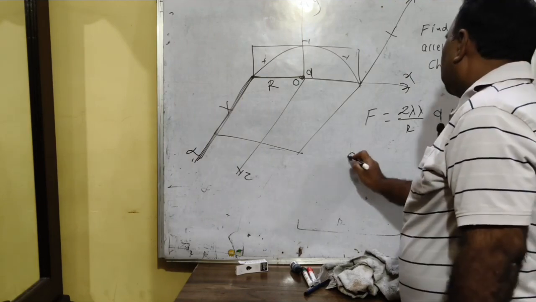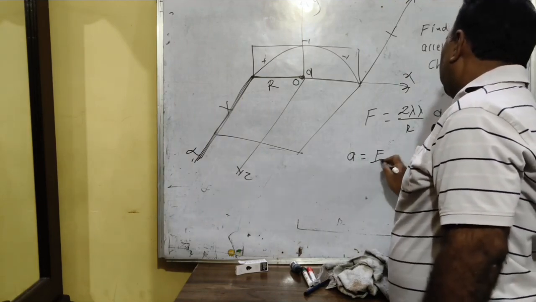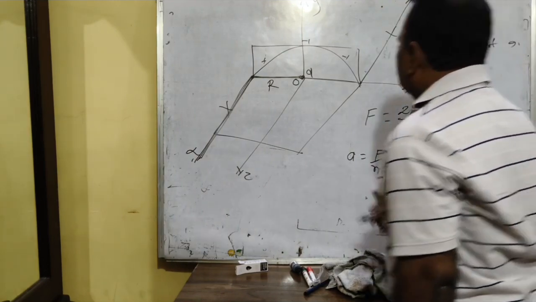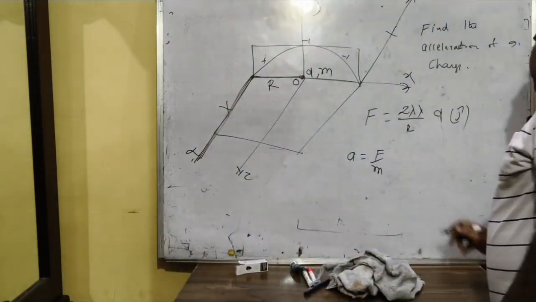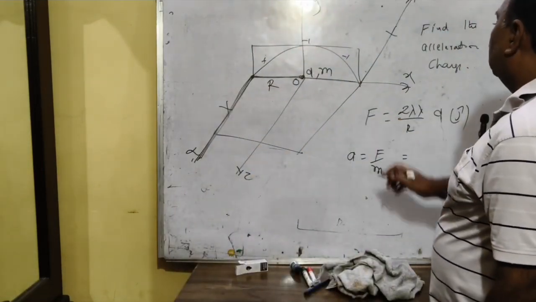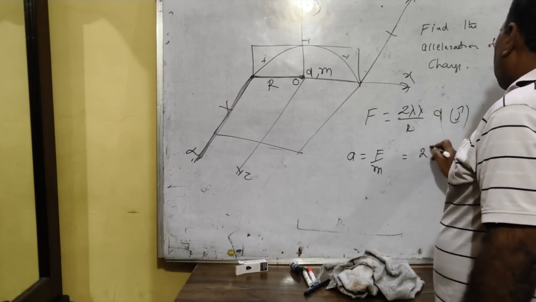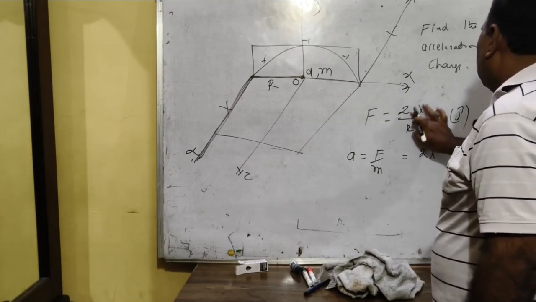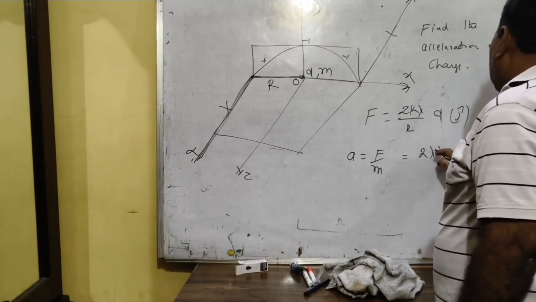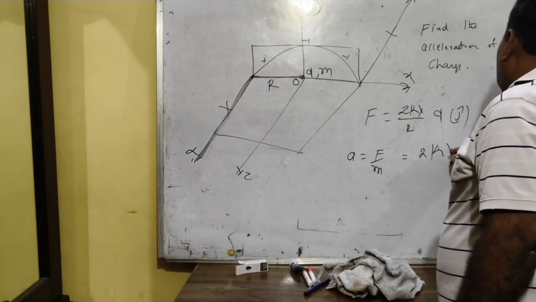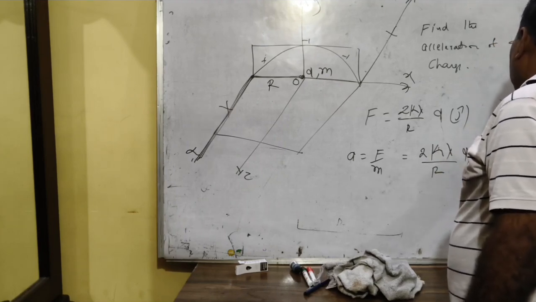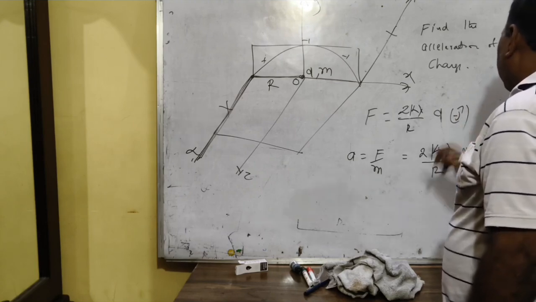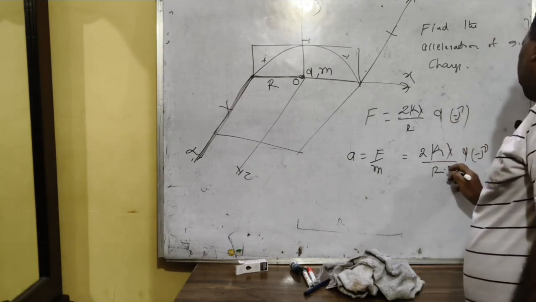This is the force, but they are asking acceleration, which is equal to force by mass. Let the amount of the charge q and mass of the charge m be given in the problem. Therefore, F by m is the answer. Therefore, what is the acceleration the charge will gain? 2k lambda by r into q into minus j cap, divided by m. This is the answer.